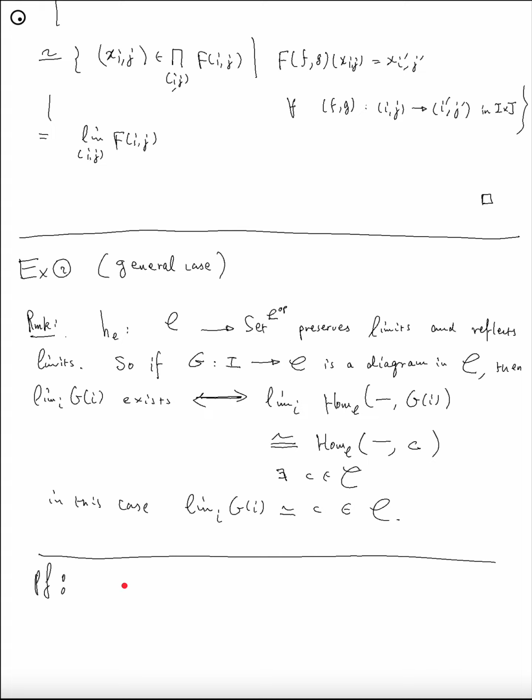As before, let's start with a functor f. So not necessarily a map to Set, but to a category C. Be a functor. And suppose the limit over j of f(i, j) exists in C for any i fixed.